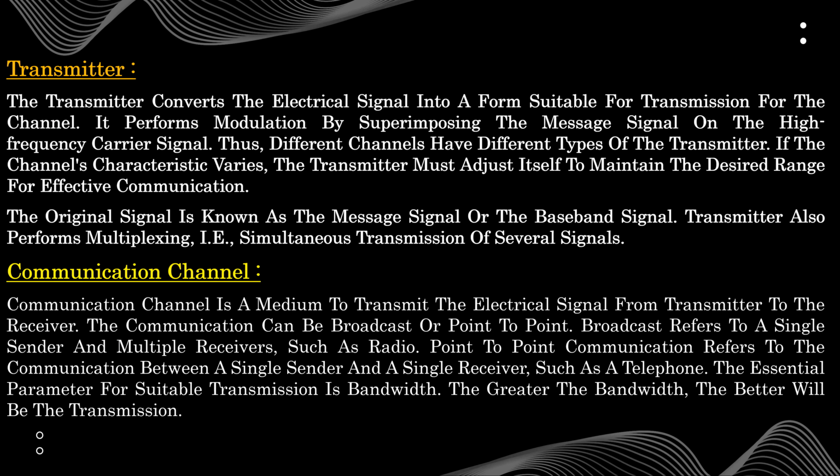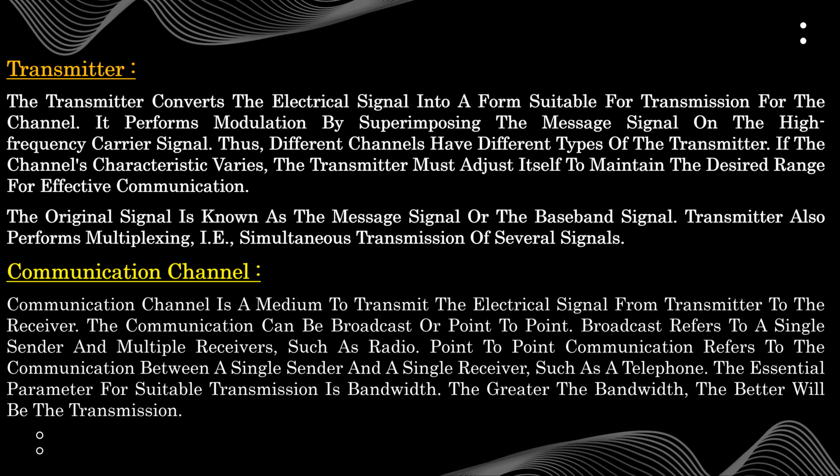Now comes the transmitter. The transmitter converts the electrical signal into a form suitable for transmission through the channel. It performs modulation by superimposing the message signal on the high frequency carrier signal. Thus, different channels have different types of transmitters. If the channel's characteristics vary, the transmitter must adjust itself to maintain the desired range for effective communication. The original signal is known as the message signal or the baseband signal. The transmitter also performs multiplexing, that is simultaneous transmission of several signals.